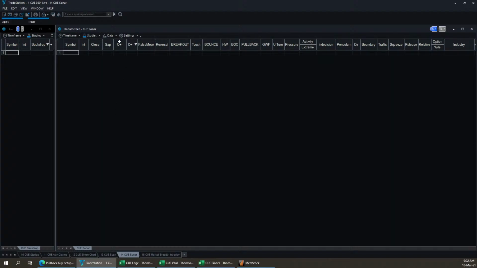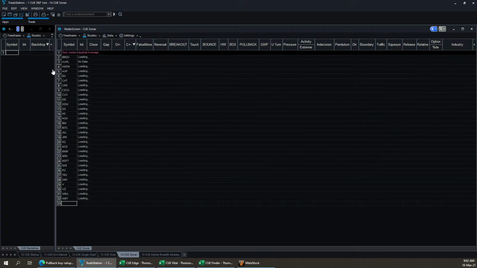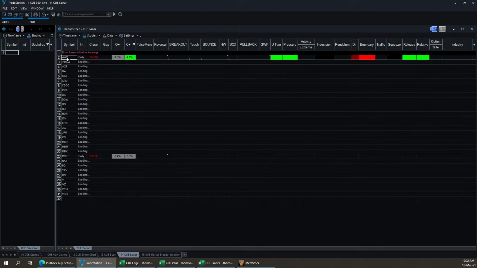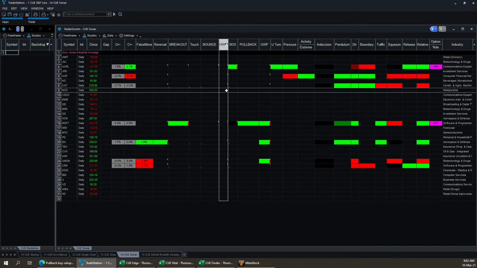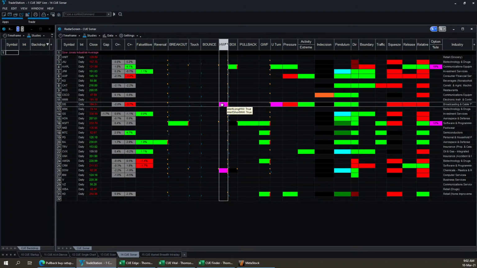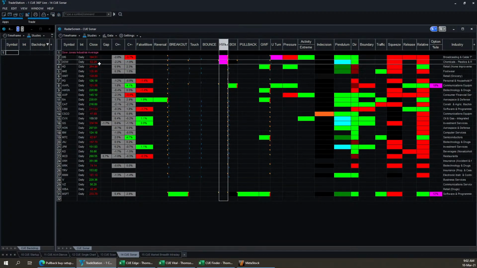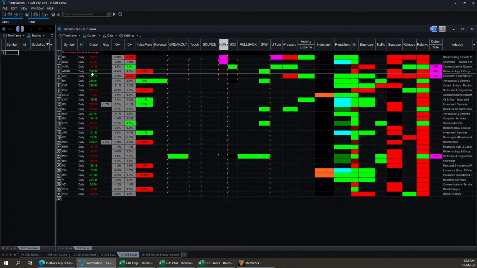Let's use bottom up. Let's drop the Dow Jones Industrial Average components, remove the index, and let's look for headwind signals. Give it a few seconds to populate, and I can see two stocks have headwind signals, bearish headwinds. One is Dow, one is DIS.